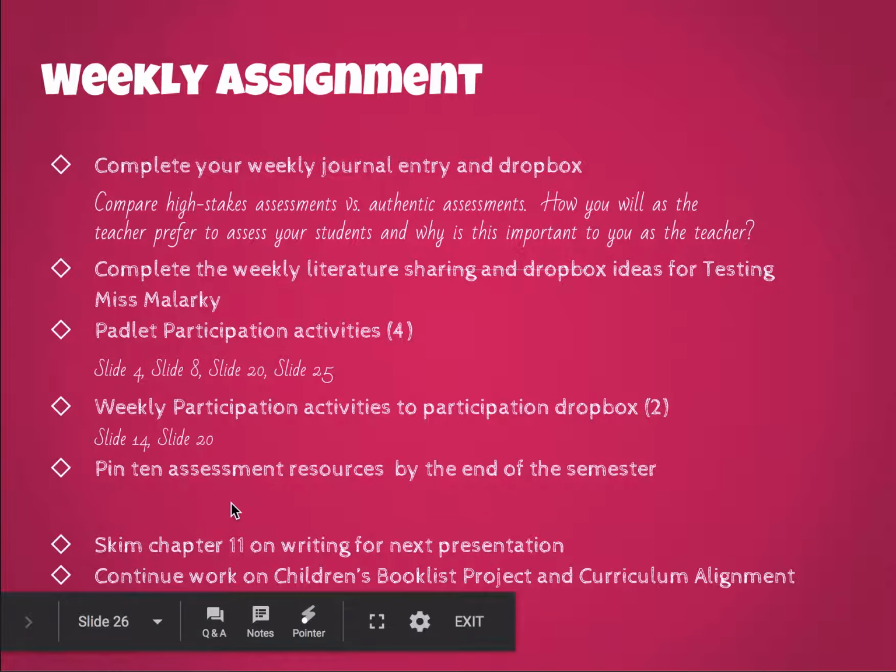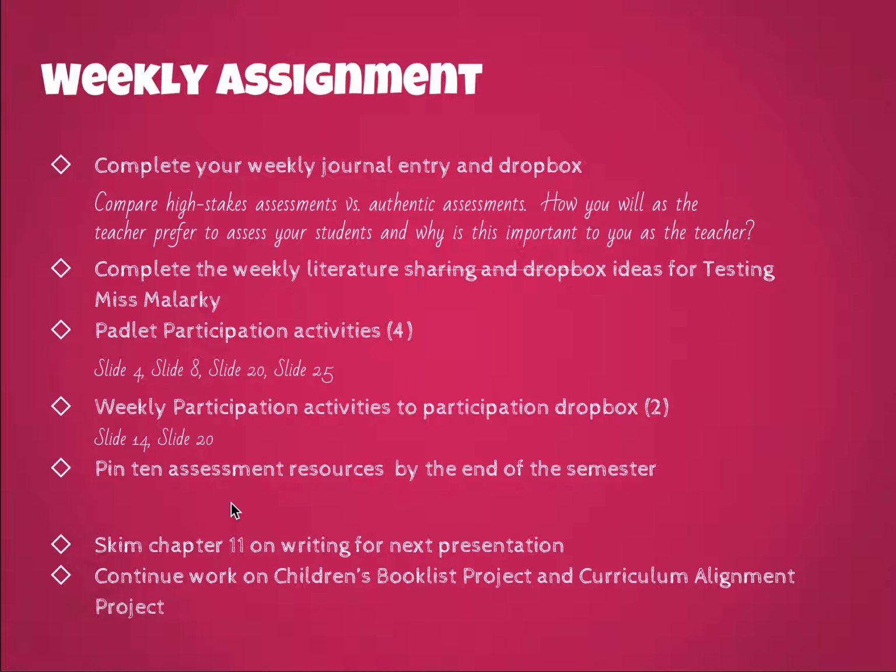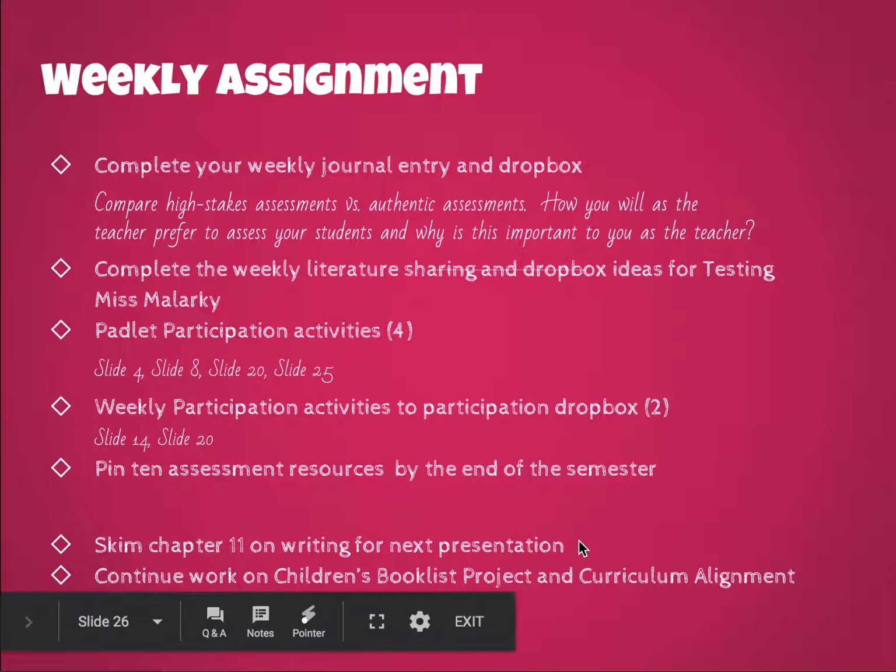You should pin 10 assessment resources, and you can get those directly from that last slide we just saw. And then skim chapter 11 to look at writing, which is our next presentation. Keep working on that children's book list and curriculum alignment project.